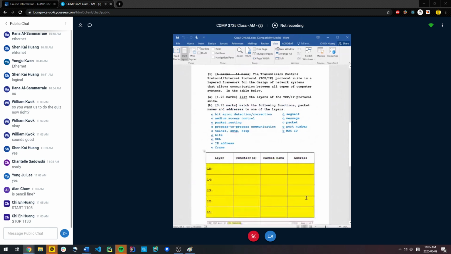Yes. Okay. All I want you to do now is fill in layer 1, layer 2, layer 3, layer 4, layer 5. What is the name of each? Ideally, you'll start at the physical layer and go up. Between the functions, the packet names, and the addresses, I want you to fill in one of these items in blue. Does that make sense?